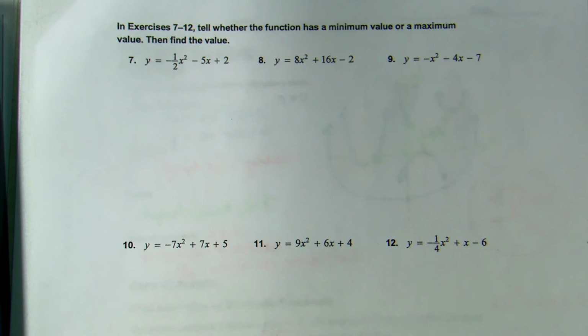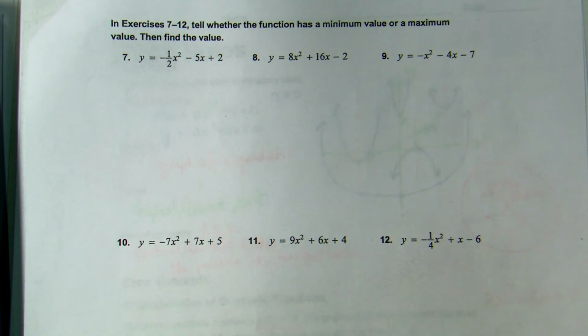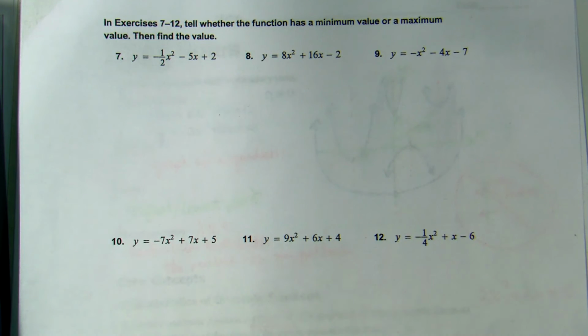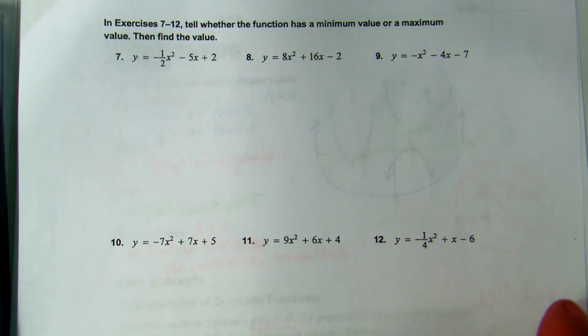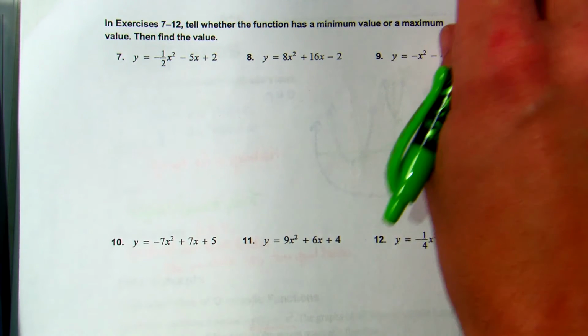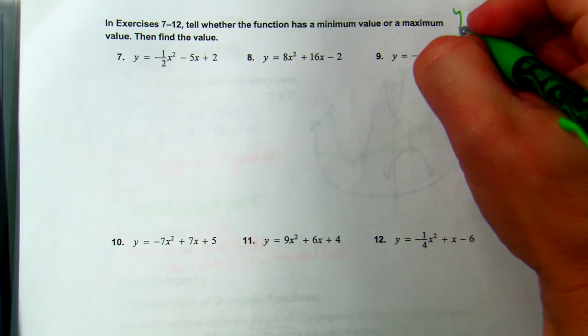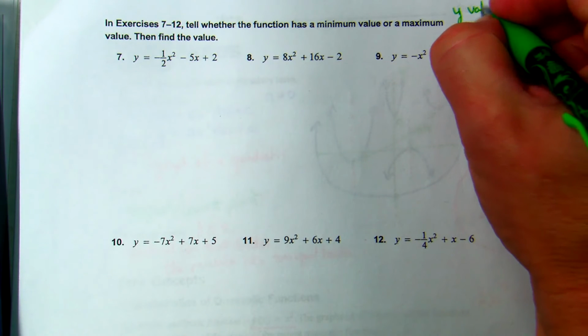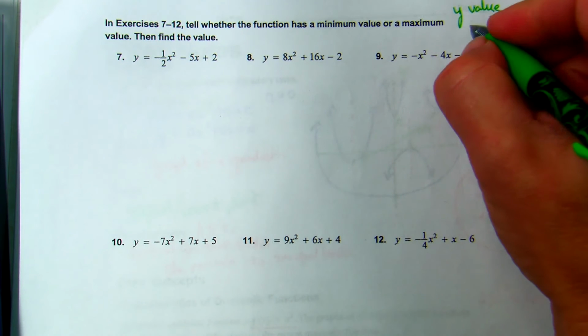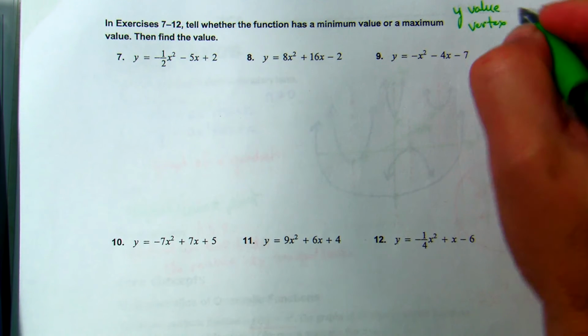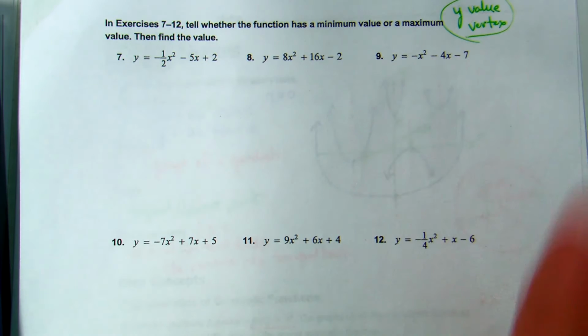We probably won't work all these examples, but we'll work several of them. Maybe we'll confirm some of them with a calculator too, but we'll work some of these just so we get an idea of how to do them. It's asking us to find out whether the function has a min or a max, and then we have to find the value. Well, the value of a min or a max is the y value of the vertex.